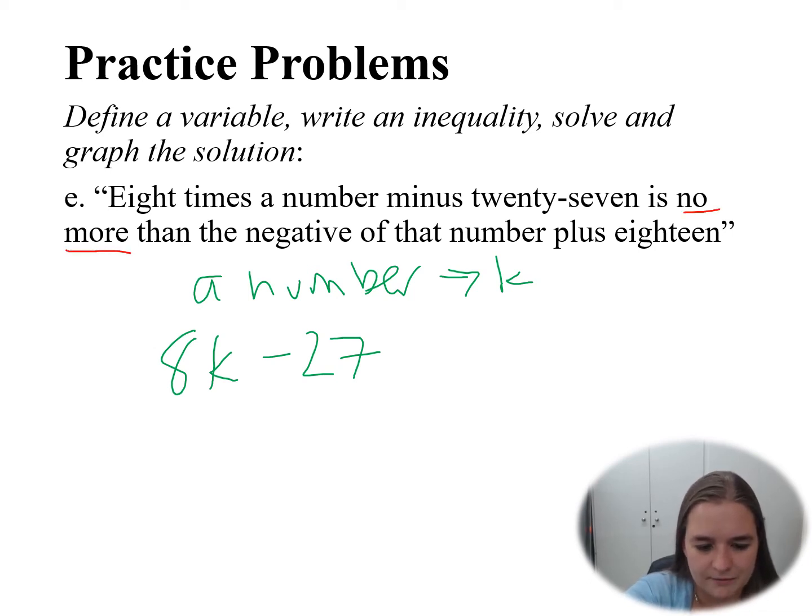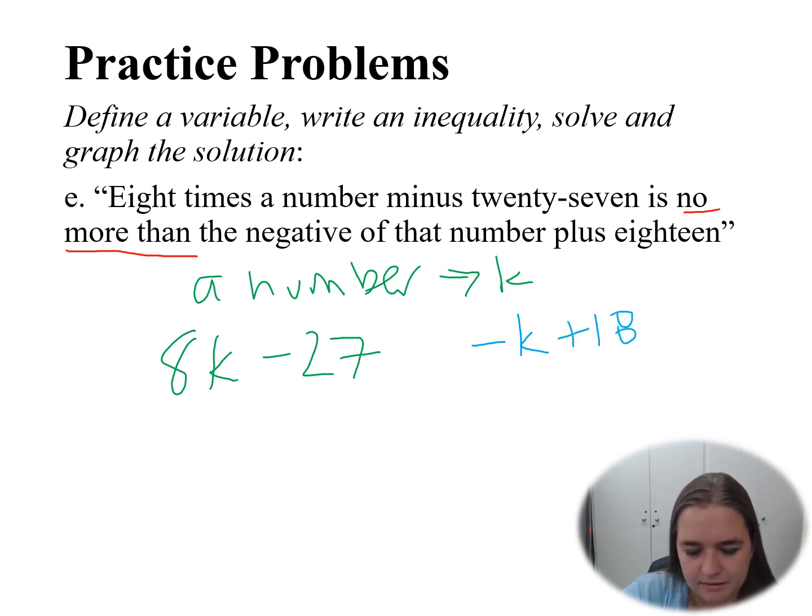I'm going to hold on to that for a second, and we're going to write the second half here. The negative of that number plus 18 is negative k plus 18. But now I want to think about the symbol. No more than. I want this side, my green side, to be no more than. It could be equal to. The no more than tells me it could be equal to. But no more than. Is 7 no more than 8? Yes. My symbol is going to face this direction.